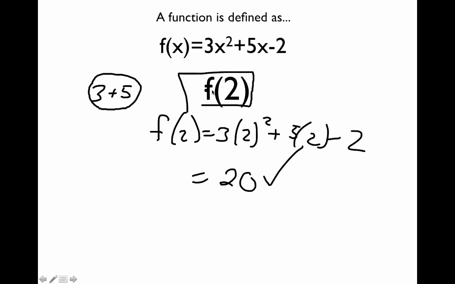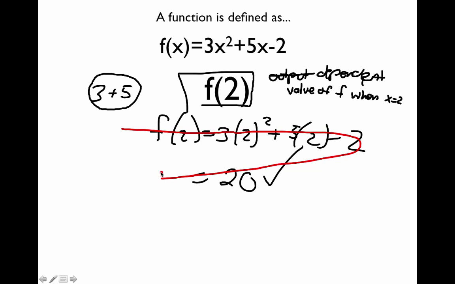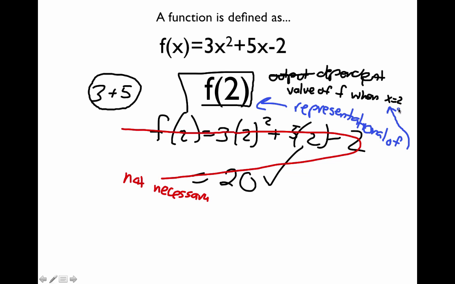f of 2 already represents 20, already represents the output, or rather, let me put it, the dependent value of f when x is 2, without even having to calculate all this. Okay, you can, and it's not wrong, but it's just not necessary. Instead, we want to see this as representational of the dependent value of f when x equals 2. So then we went ahead and did some practice with this.